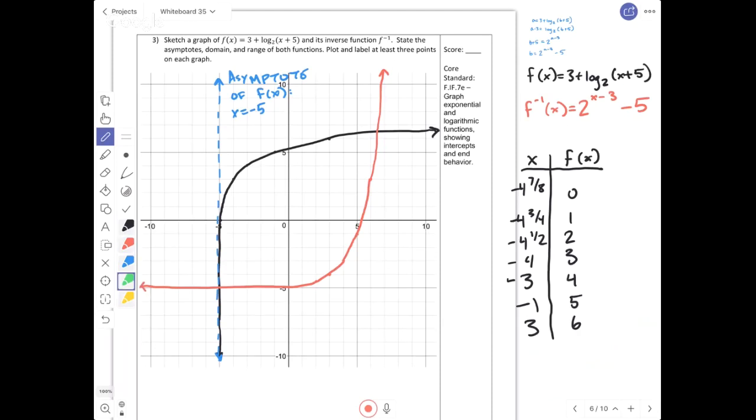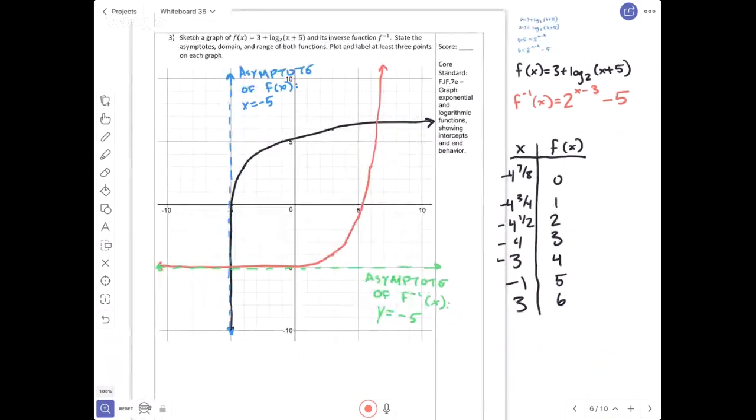Clear asymptote at y equals negative 5. So the asymptote of f inverse of x, y equals negative 5. Okay.